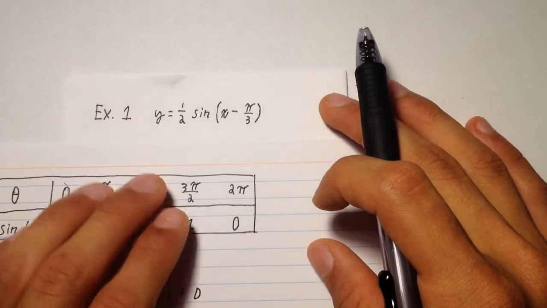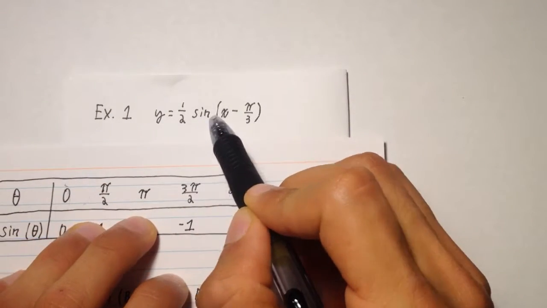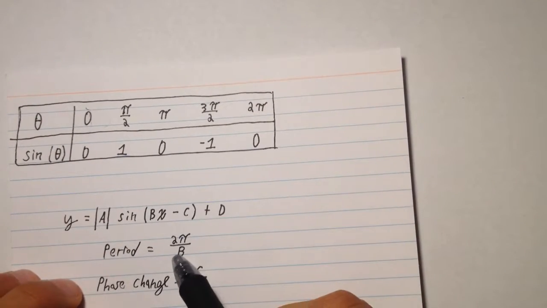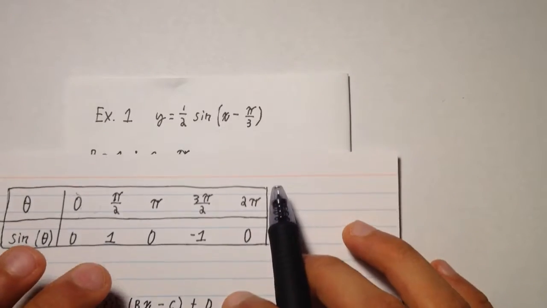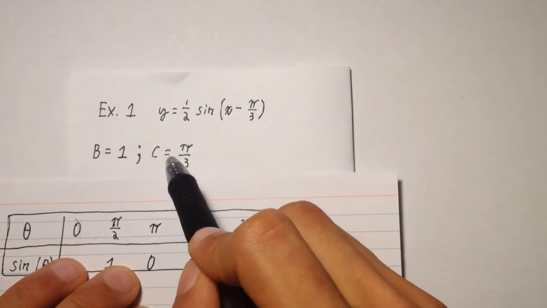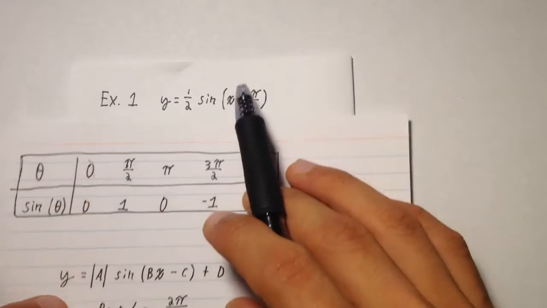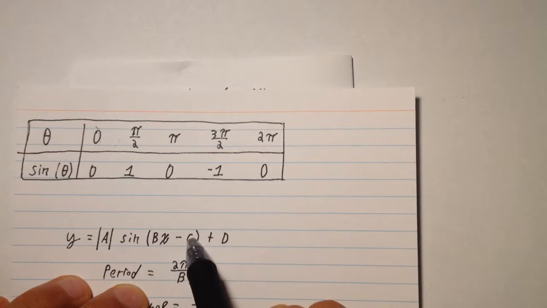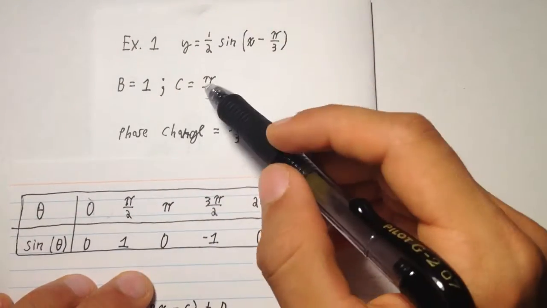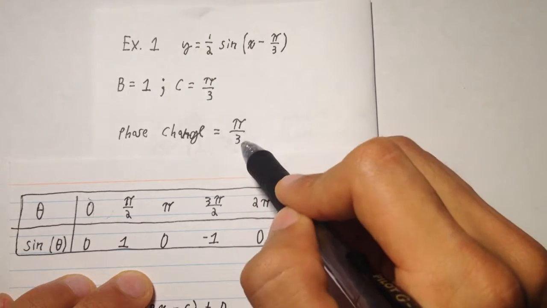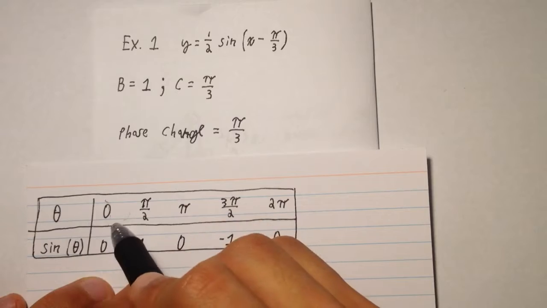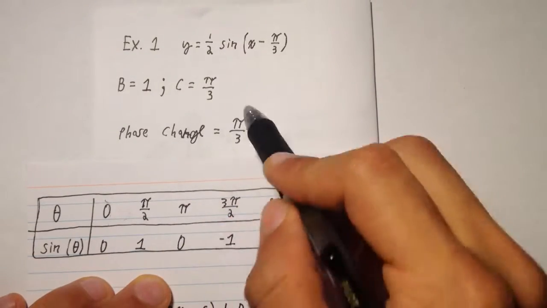So for this first example, y is equal to 1/2 sine of x minus pi over 3. I'm first going to look at my phase change, c and b. So b is 1 because there was an invisible 1 in front of that x, and c is positive pi over 3 because, remember, from our formula, it's negative c, and we take that positive value over here. So my phase change is c over b, or simply pi over 3, and that means for all of my initial theta values, I'm going to add pi over 3 to those values.